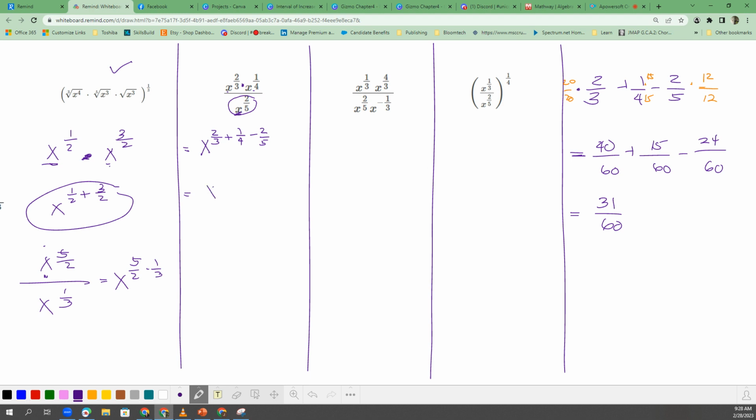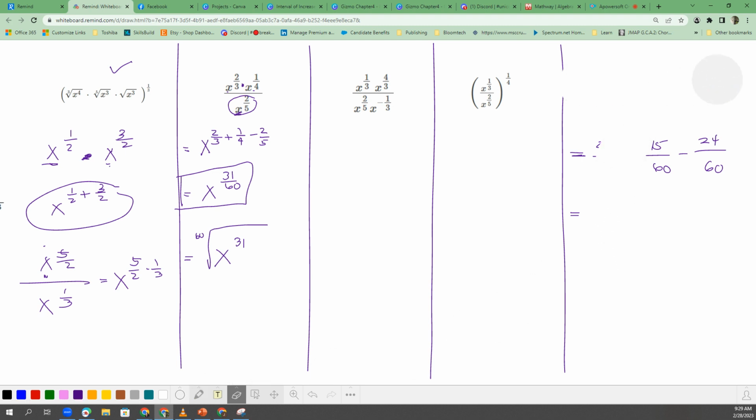So this one becomes x to the power of 31/60. So this is your final answer in exponential form. But if you want to change that into radical form, then you just copy x to the power of 31, which is the numerator, and then your index will be 60. So these two are both simplified answers, depending on what form you'd like it to show. All right, so next one.